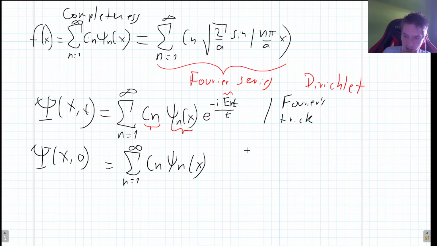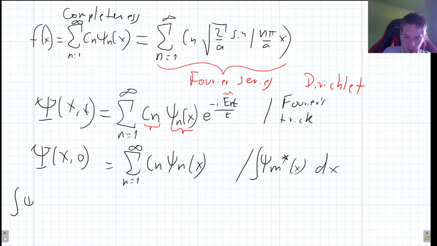So now we apply Fourier's trick. What it says is that you have to multiply from the left by psi m of x, and then you integrate. And let's take a look at that.